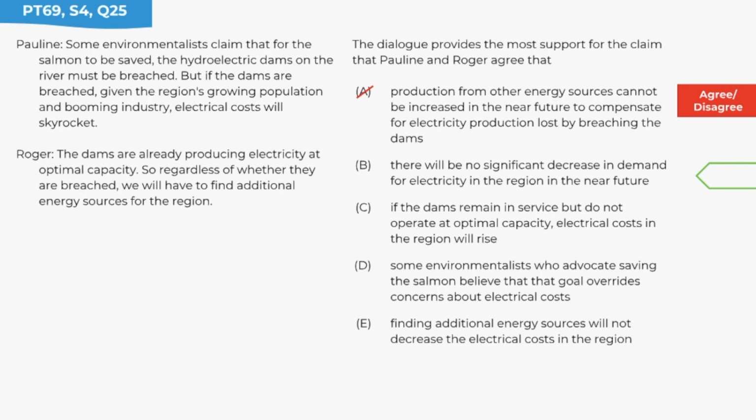Answer choice C says if the dams remain in service but do not operate at optimal capacity, well, Roger's talking about them operating at optimal capacity.